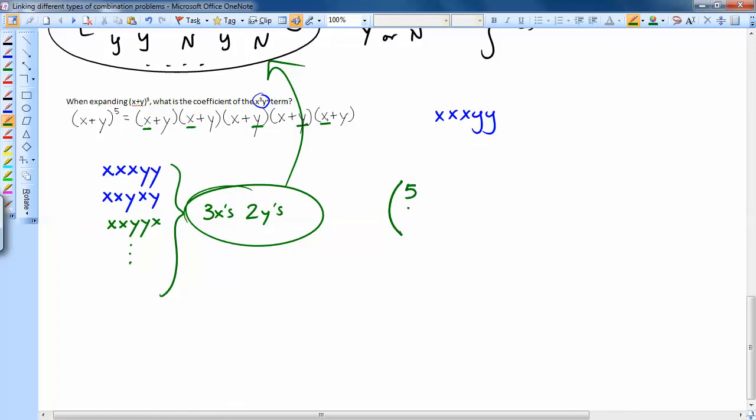I've got 5 letters, and I'm choosing 3 of them to be x's every time. And that's really no different from me saying, okay, I'm going to raise it to the 5th, and I want to pick the y squared terms. Right? The other 3 have to be x's. So this again, 5 factorial over 3 factorial, 2 factorial equals 10.